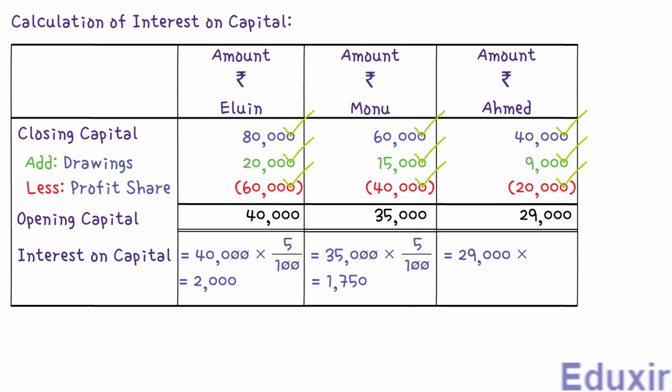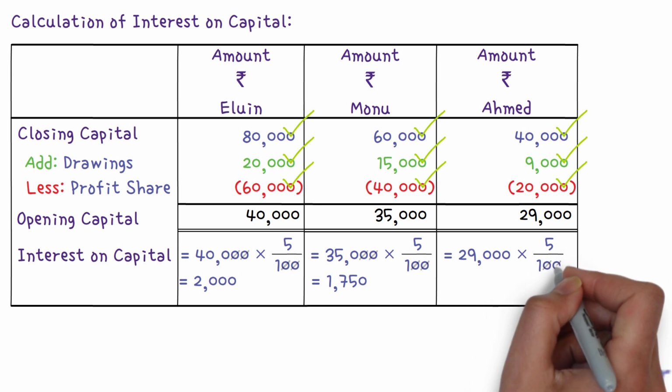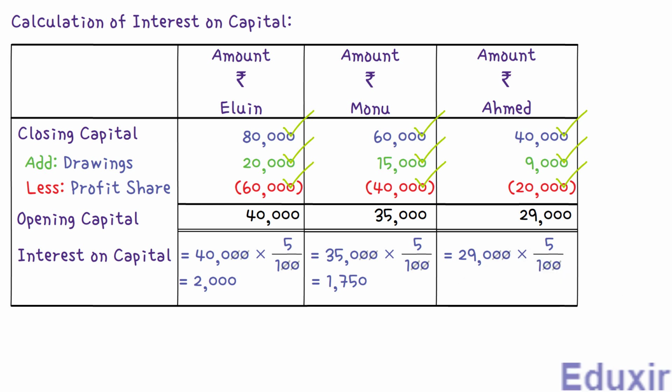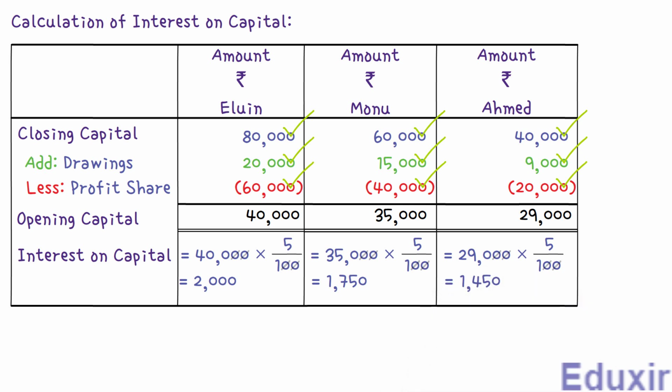rate of interest on capital, which is 5 upon 100. Let's cancel both the zeros in 100 for the 2 zeros in 29,000 rupees. Now, if we multiply the remaining 290 rupees and 5, we get 1,450 rupees. This is the interest on the partner Ahmed's capital.